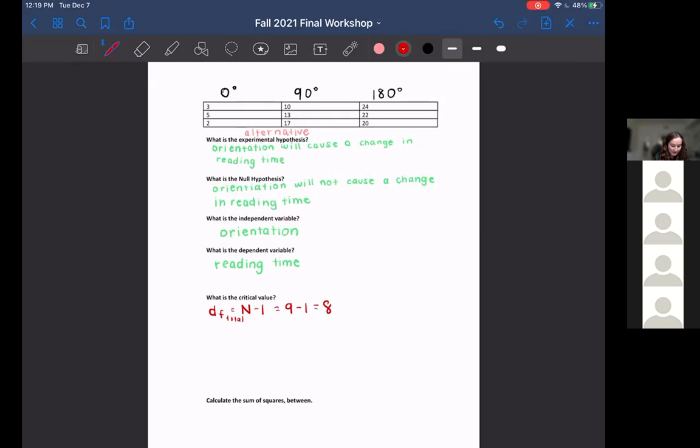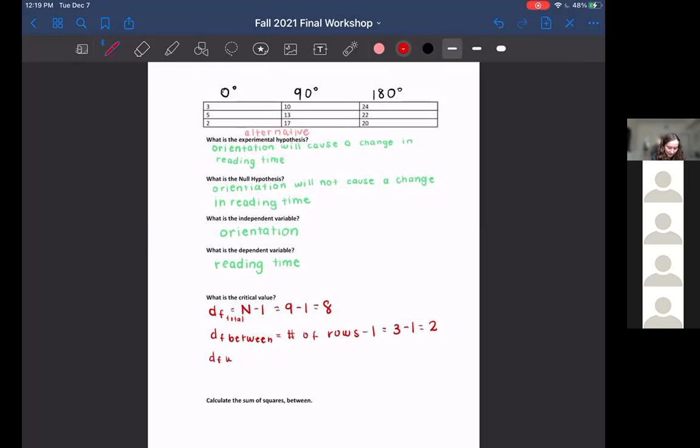Good. So that's degrees of freedom total. There's also degrees of freedom between and degrees of freedom within. So we're going to use those later on in our problem solving. So let's just solve for them now. So the degrees of freedom between is the number of rows minus 1. So how many rows do we have? Three. Yes, good. So 3 minus 1, which is equal to what? 2. 2, good. Okay, so that's degrees of freedom between.